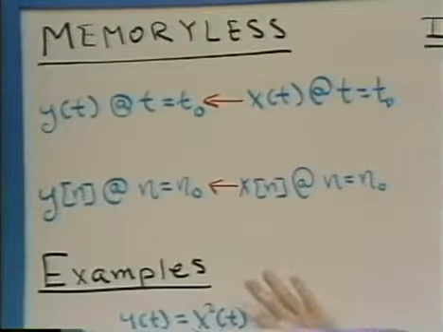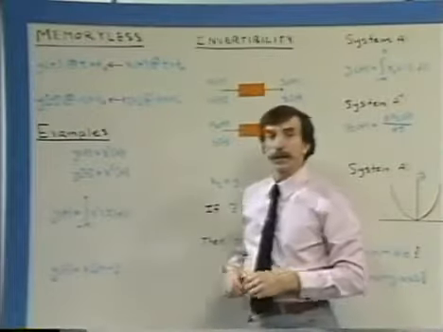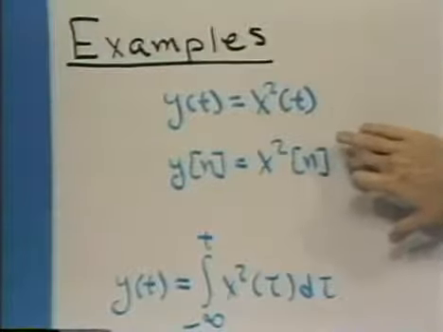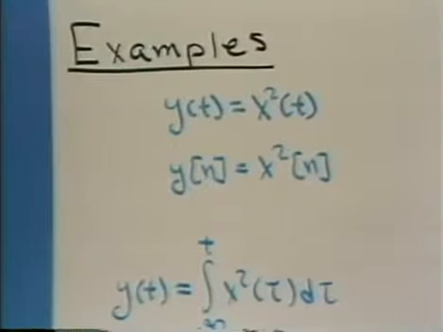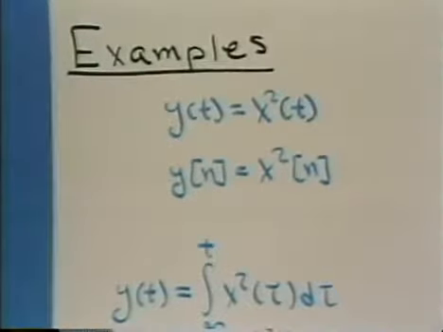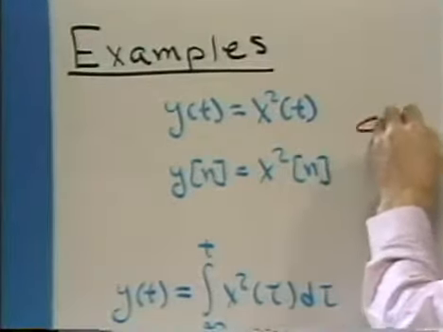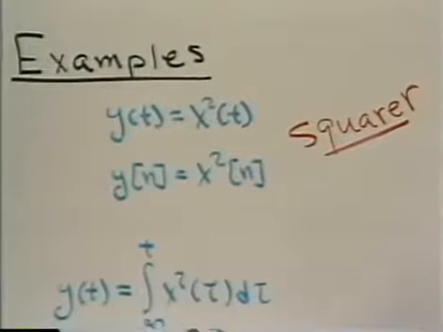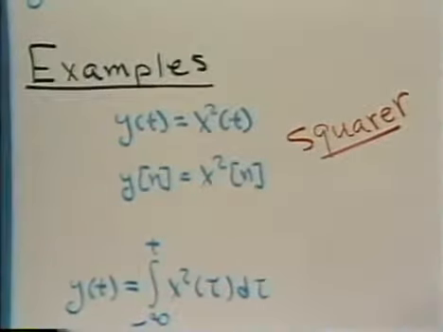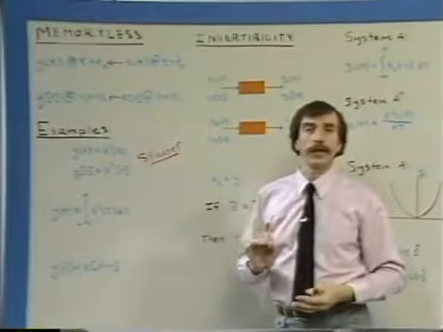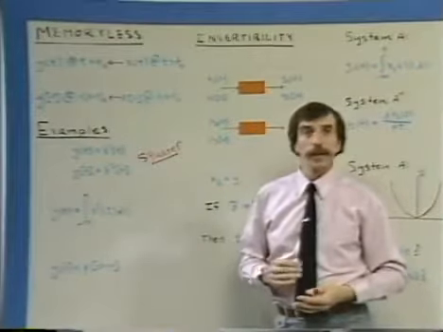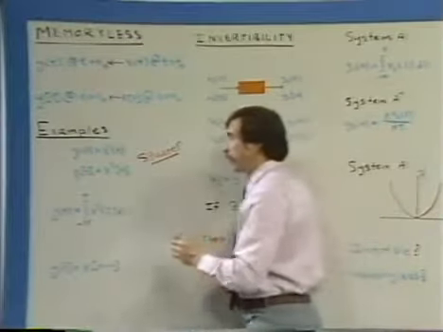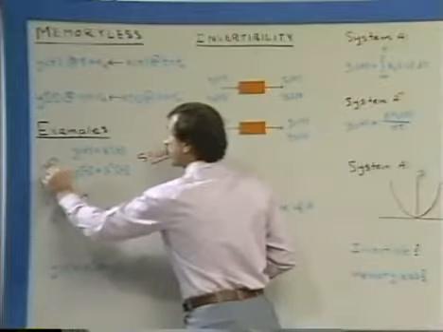Well, I have a number of examples here. Let's look at the first example, in which the output is the square of the input, and that is a possible system either in continuous time or discrete time. And that system, as you would expect, is commonly referred to as a squarer. And since the square of a signal at any time depends only on the value of the signal at that time, clearly a squarer is a memoryless system. So, in fact, we can indicate here that this system is memoryless.